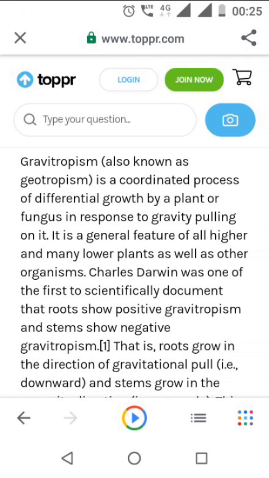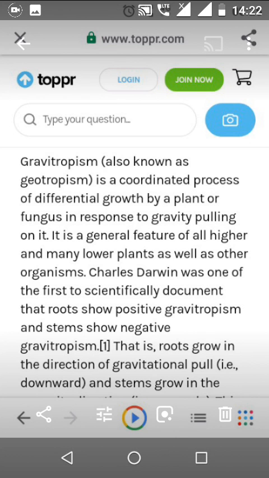And gravitropism is also known, as I already told you, as geotropism. It is a coordinated process of differential growth by a plant or a fungus in response to gravity pulling on it. It is a general feature of all higher and many lower plants as well as other organisms. Scientists were the first to scientifically document that roots show positive gravitropism and the stems show negative gravitropism. Roots grow in the direction of gravitational pull, downwards, and the stem grows upwards.